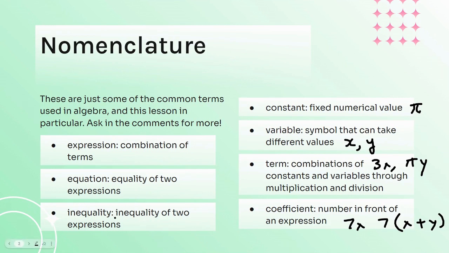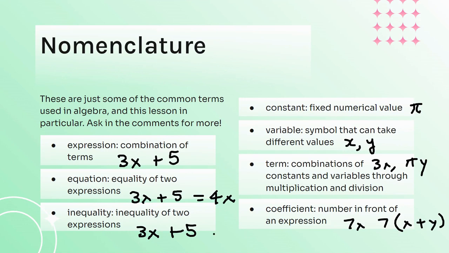Then there's an inequality, and we haven't really touched on expressions, we'll do that soon. An inequality is a combination of two expressions in an inequality, and an equation is the same, but the two expressions are equal. Now, what is an expression? An expression is just a combination of terms. So we can say 3x plus 5. This is an expression. So an equality could look like 3x plus 5 equals 4x. And this could be 3x plus 5 is greater than 4x. So they're not equal, but one is greater than the other.